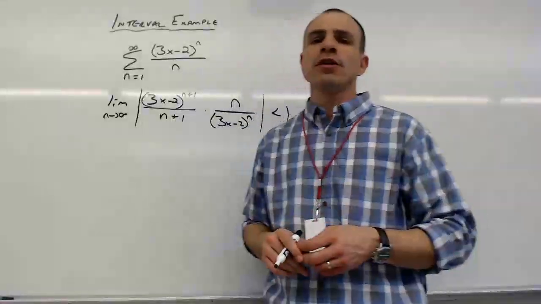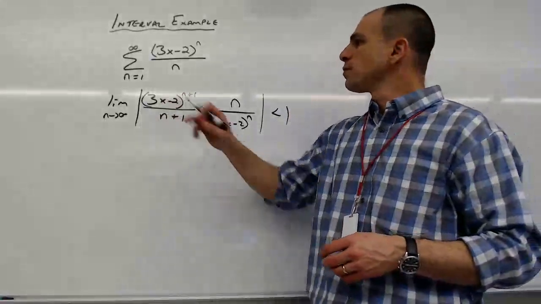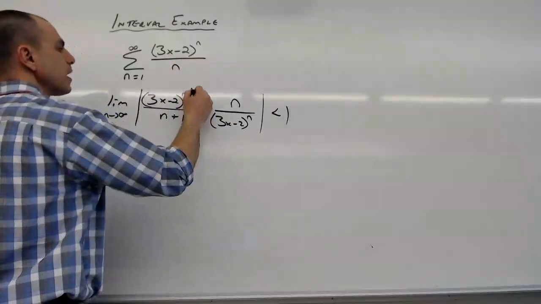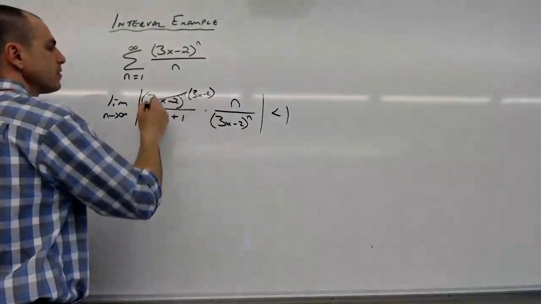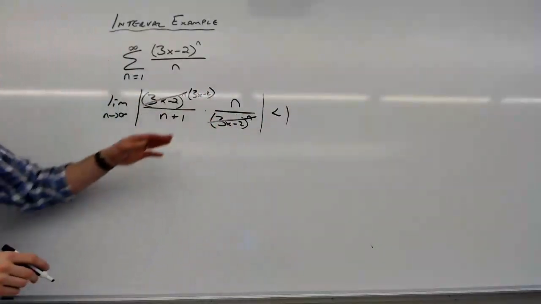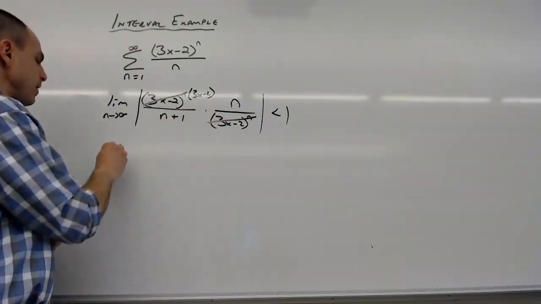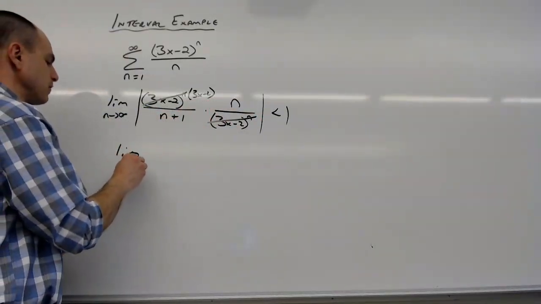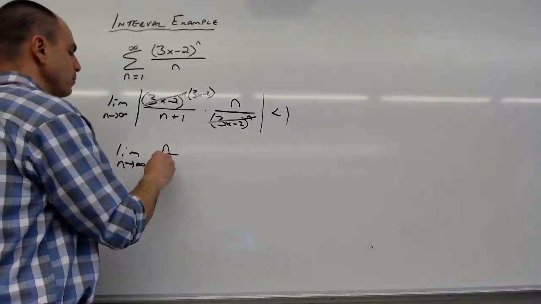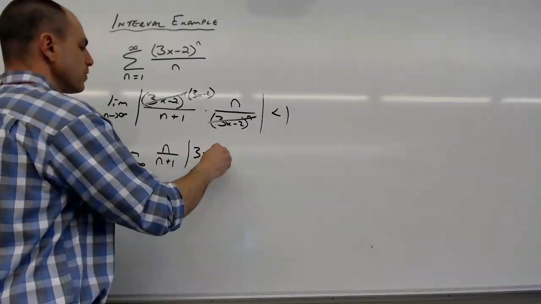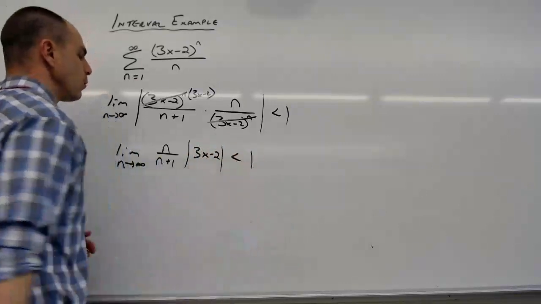Same thing that we've always done with these n plus 1s. This is really (3x - 2)^n times (3x - 2), which allows us to eliminate both of those. And just like our previous example, we can pull our n's out. So we end up having the limit as n approaches infinity of n over n plus 1, and then in the absolute value, we have 3x - 2. That must be less than 1.